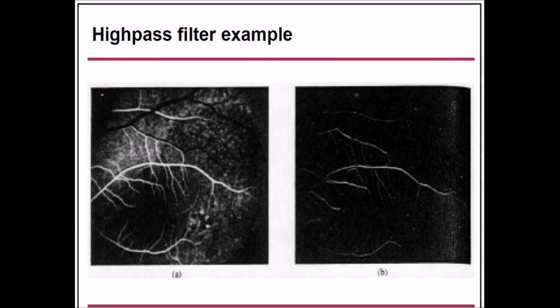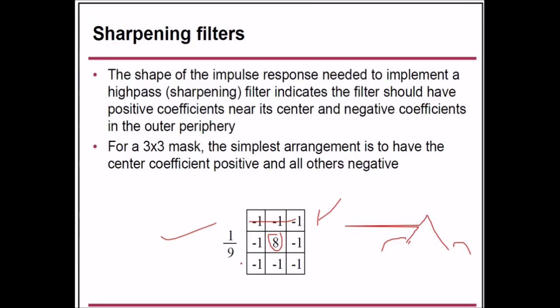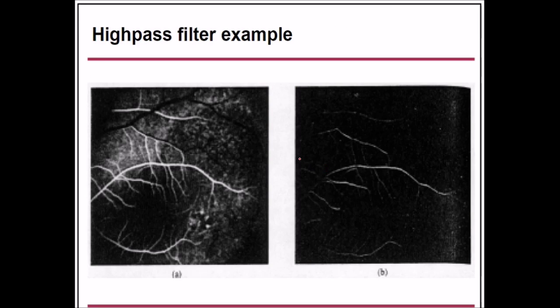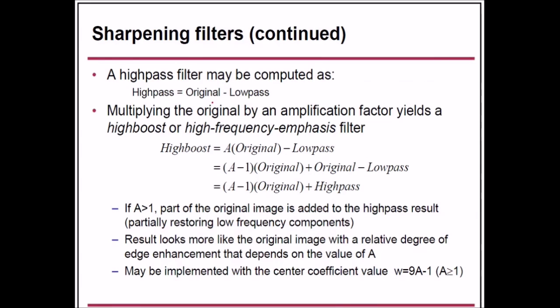This is an example of a high pass filter result, which was formed when we applied this filter. This is a high pass filter. It may also be computed by taking the original and subtracting the low pass from it. Multiplying the original by an amplification factor yields a high boost or high frequency emphasis filter. So high boost will be A times original minus low pass.